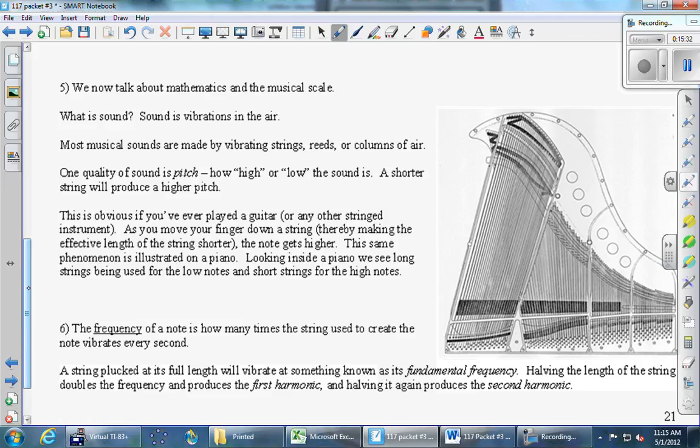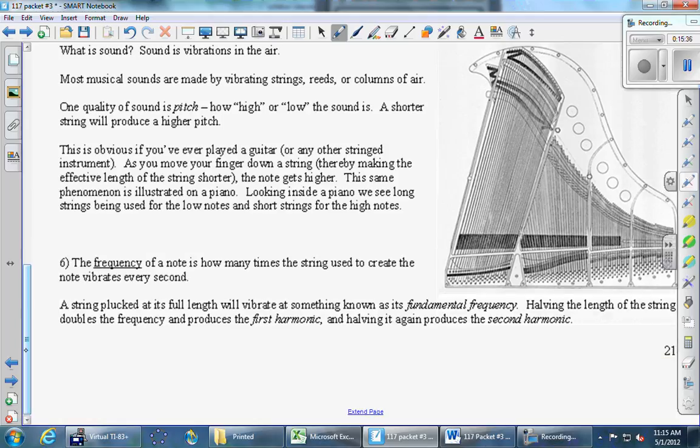Okay. All right, let's go to number 6. We'll go to Brittany. Okay, let's pause right there. Again, sound is vibrations of air molecules. That's what it is. So Alex, play a note for us again.